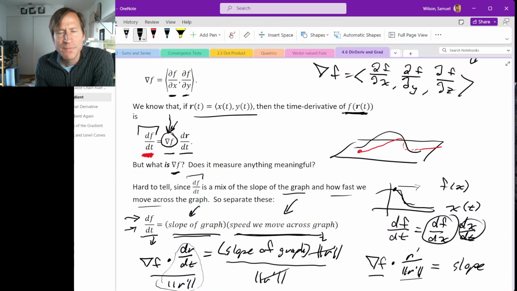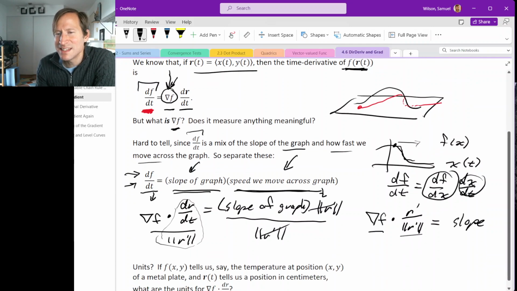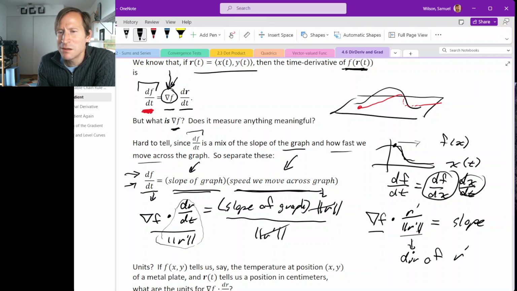And remember the interpretation we have for a vector divided by its own length: this is just the direction of r prime. Dividing r prime by its own length throws away the information about the magnitude of r prime and only keeps the direction of r prime. So what this dot product is computing now is just the geometric slope in the direction of r prime.